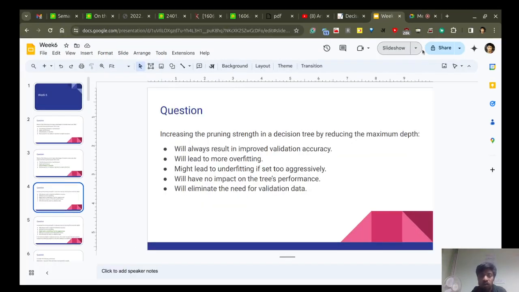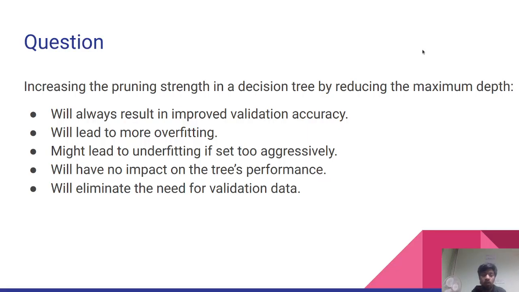Okay, so let's go one by one. Which one is correct or incorrect? So first option is that it will always result in improved validation accuracy. So suppose you have a tree and you are removing some of the nodes. Suppose at first it was 20 depth, now it is 10. So you are basically reducing the depth.